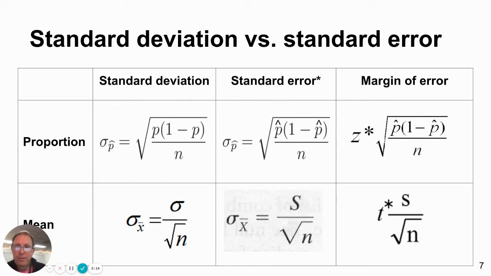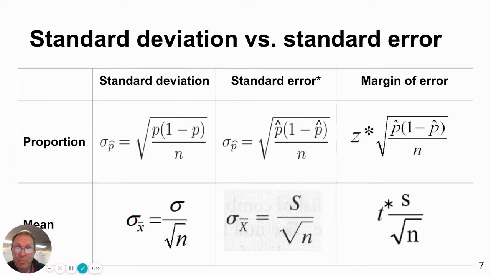Here are some formulas. I'm going to go over the top row today. The next unit will cover the bottom row. So the standard deviation, this is what we learned in chapter 7 at the end of second semester. Standard deviation for p hat is that formula right there. And in the standard deviation, we use rho.